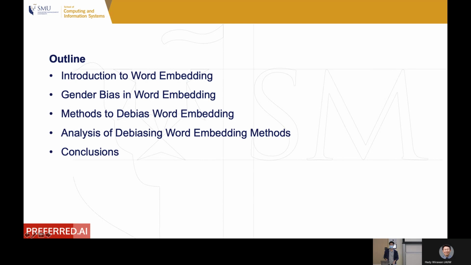Our presentation today has 5 parts. The first one is a brief introduction to word embedding. The second is I will talk about the gender bias in word embedding. The third one is I will give you some introductions to the famous methods in debiasing gender bias. The fourth part is some analysis about the debiasing word embeddings, and finally is a conclusion.